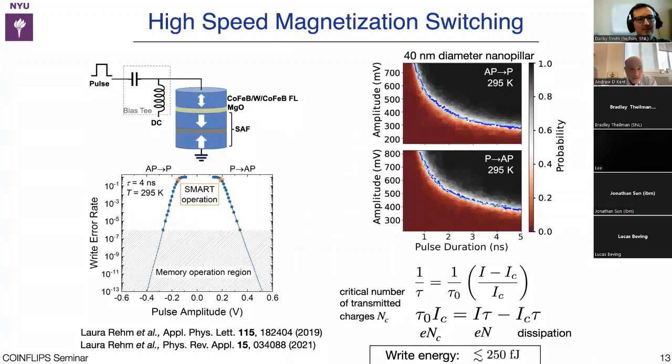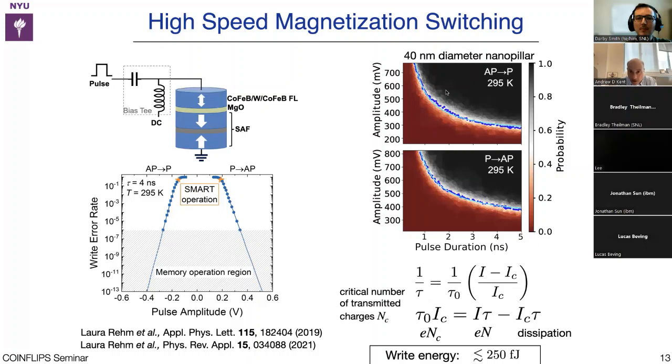So this is now a measurement of a junction that's 40 nanometers, and we're applying a pulse through this bias T, and then we measure the junction state simply with a voltmeter. So the red zone is where nothing happened. The junction stayed in its original state, in this case, the anti-parallel high resistance state. The black zone is where it switched with nearly unit probability. And the blue dots represent the measured 50% point of switching.